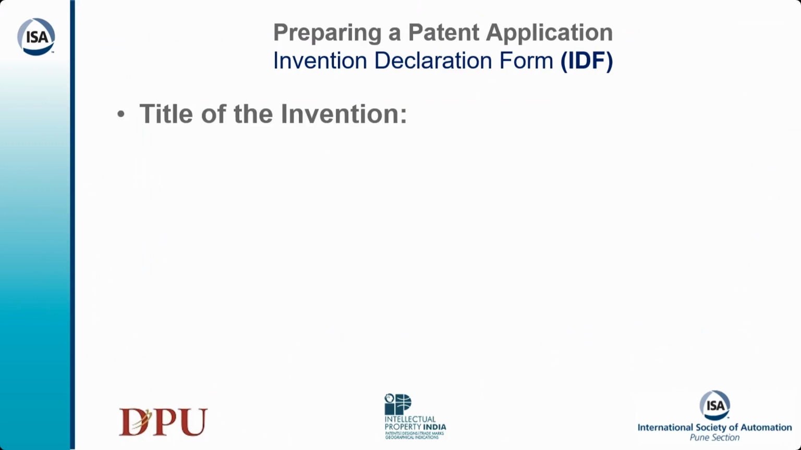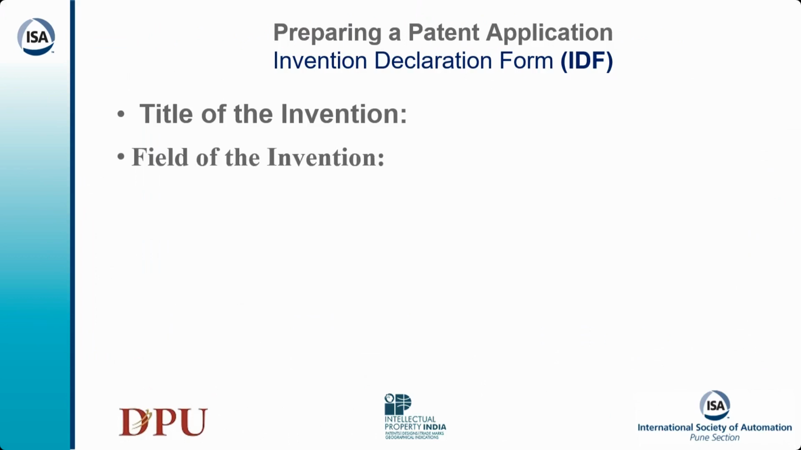But the normal practice is that the title of the invention must be a tricky one. Direct disclosure, or the direct idea, should not be seen from the title of the patent. That we have to take care of. So the title of the invention must be more creative. It should not directly disclose the idea.